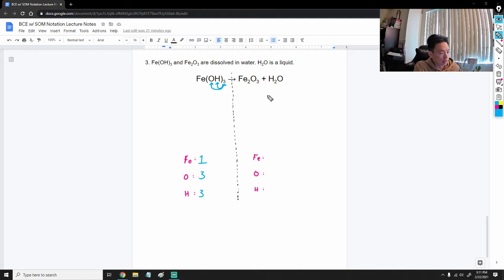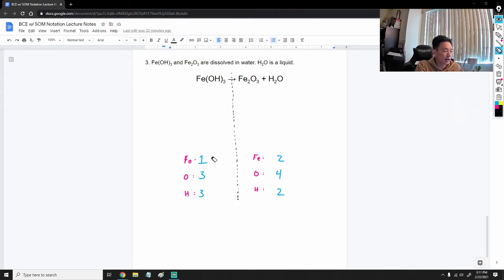Moving on to the right side, how many Fe's do I have? I'm going to have 2. How many oxygens? I have 3 here, and I have another 1 here, so I'm going to have 4, and I'm going to have 2 hydrogens, because there's a 2 right here. So we have all the numbers now, and it looks like everything is messed up, so let's start with Fe, because that's the one at the top of the chart, right?